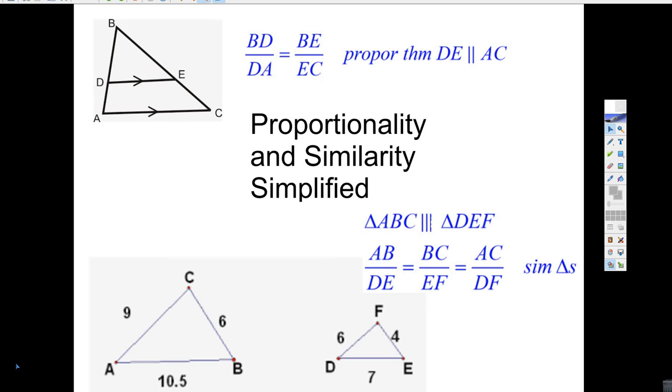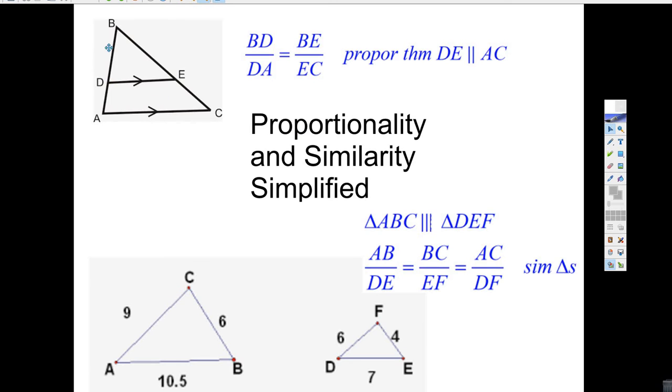Okay, we're going to look at proportionality and similarity. It's a huge part of Euclidean geometry, and there's a lot of things to know. But there are some things that we're missing that are really not that hard, that we should be able to get some marks for whenever we see them.